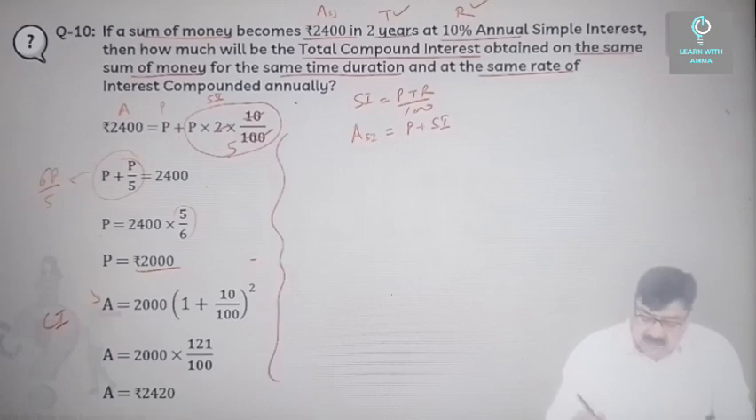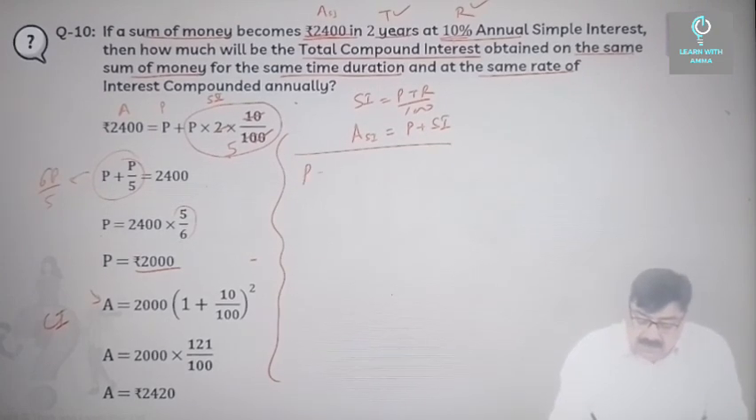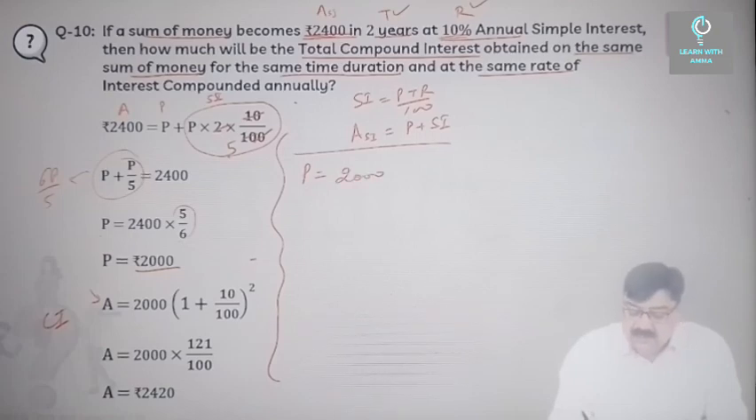Now once again, I would like to state that you can use a particular reasoning here and solve this question much faster. See, it should strike you that in 2 years, if you're getting an amount of 2,400 at 10%, well, principal has to be 2,000.